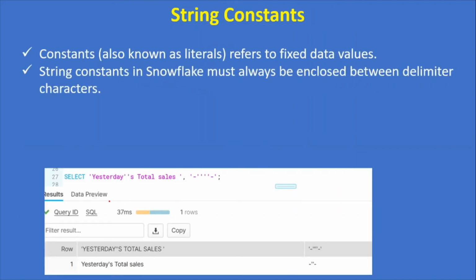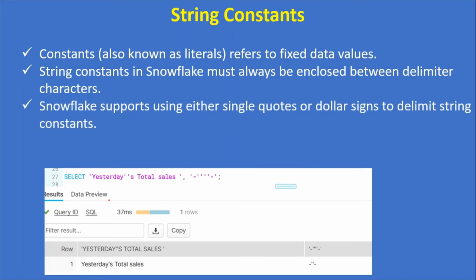Constants, also known as literals, refer to fixed data values. String constants in Snowflake must always be enclosed between delimiter characters. Snowflake supports using either single quotes or dollar signs to delimit string constants.